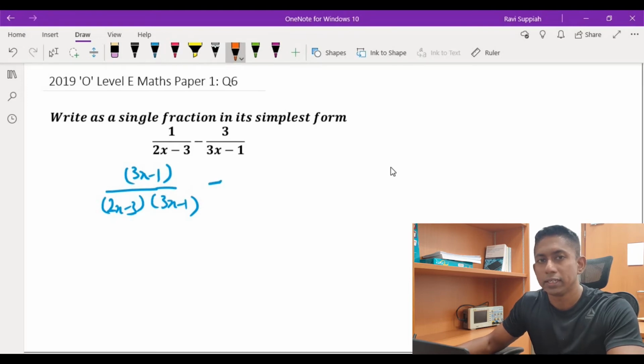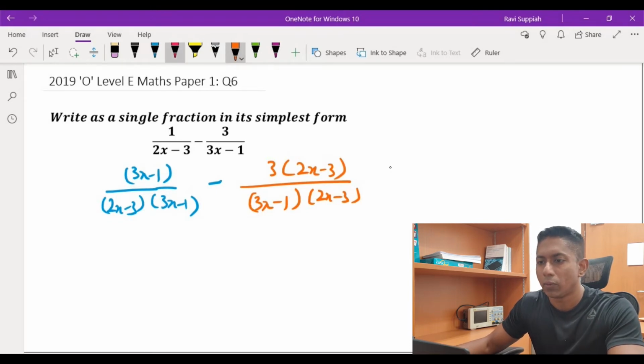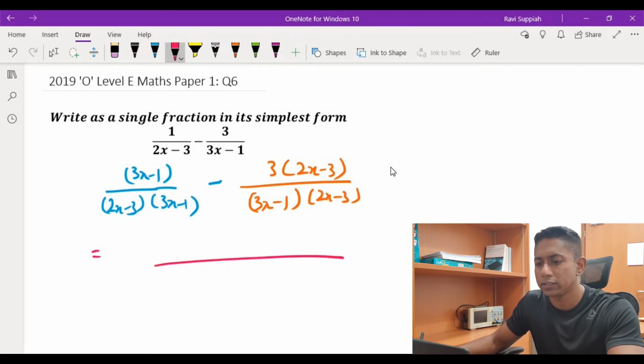Subtract. For the second fraction, I already have 3x minus 1. So I'm going to add the first fraction's denominator over here, 2x minus 3. And since I add a 2x minus 3 to the denominator, I need to add the 2x minus 3 to the numerator as well. So 3 multiplied by 2x minus 3 over here. Now, once that is done, you can see that both these fractions now have a common denominator. So I can write it as a single fraction, 2x minus 3 and 3x minus 1.